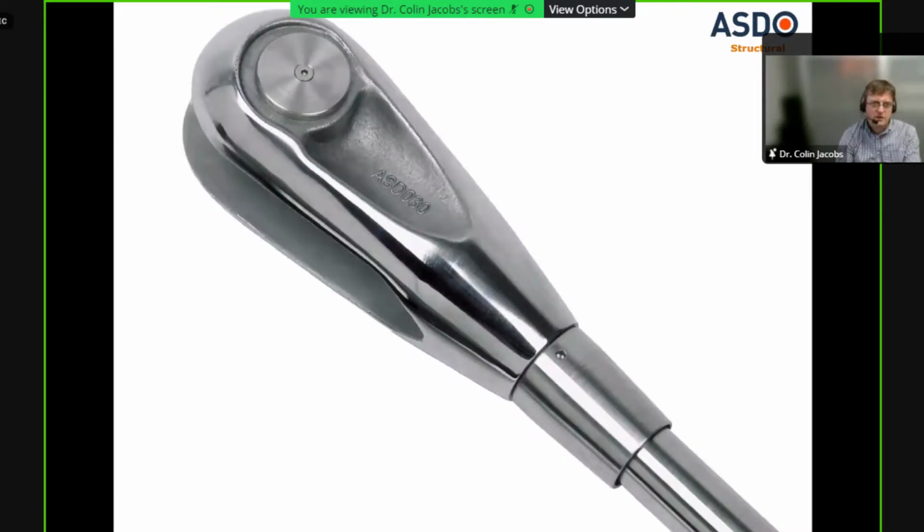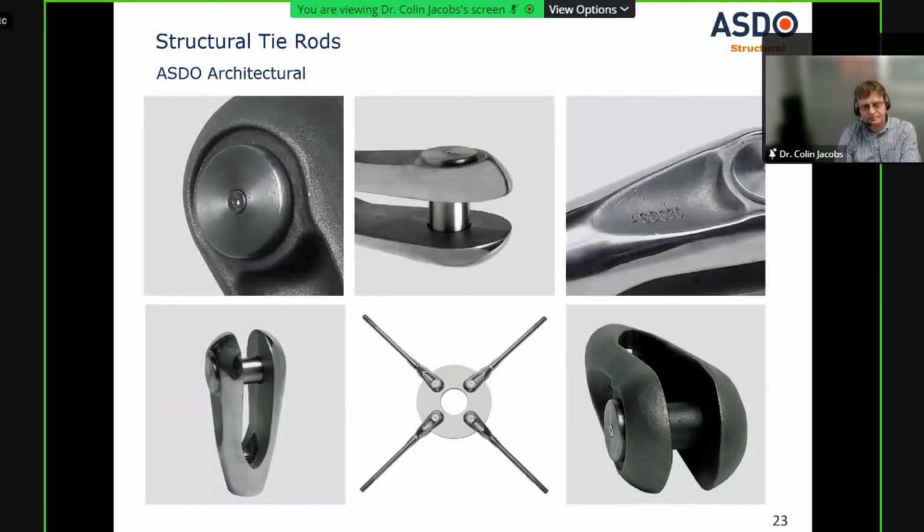So just a few pictures and shots of our casting to show we spent a lot of time doing FE analysis and putting material where it's needed, but also to get a nice flow to the product. So we get a nice seamless flow from the solid bar right up into the pin connection. So this also provides an attractive product as well as structurally sound products.